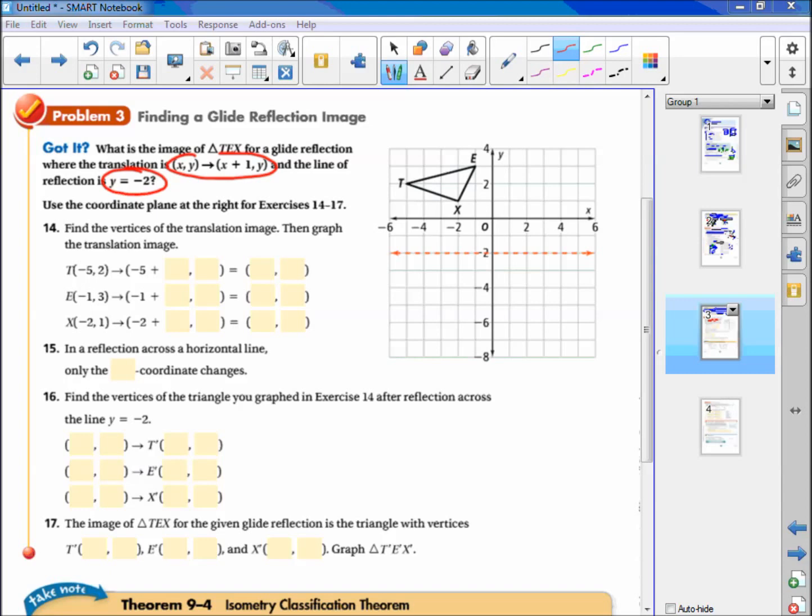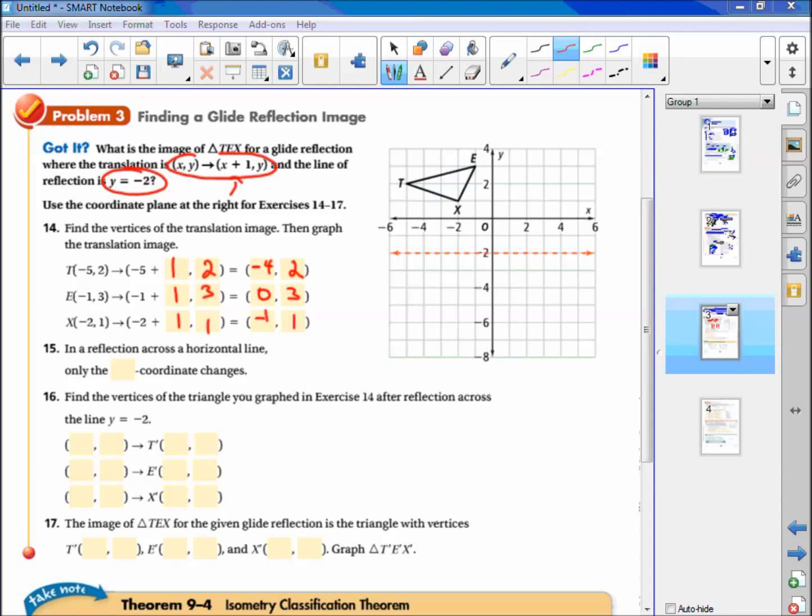All right, so first off, number 14, they break this into some parts here. We're going to do the translation. So the translation just says add 1 to all the x coordinates and leave the y's the same. So let's go in here and put add 1 to our x coordinates, leaves the y's the same, so 2, 3, and 1 stay here. So our first one is -4, 2, and then 0, 3, and then -1, 1.